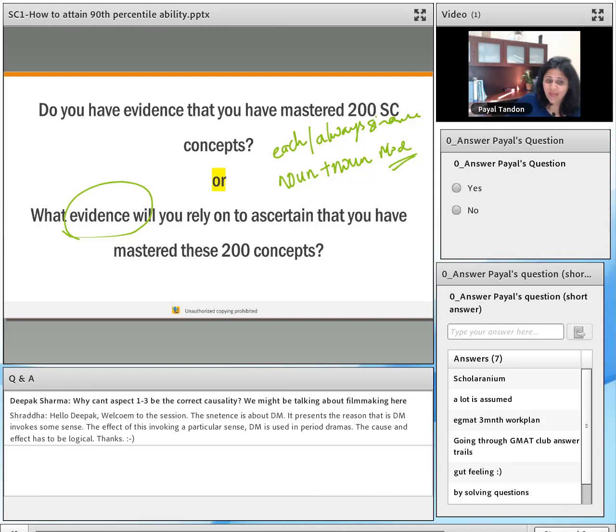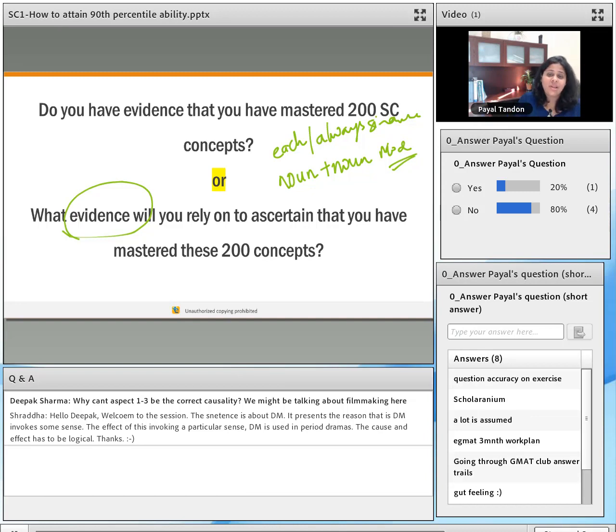A lot is assumed, absolutely, by solving questions. And again, what kind of questions? You'll be solving full-length questions to figure that out. Isn't that wastage of those questions? Okay, you need to have questions that are purpose-built to give you this kind of feedback, and that is what you get in the e-GMAT course.